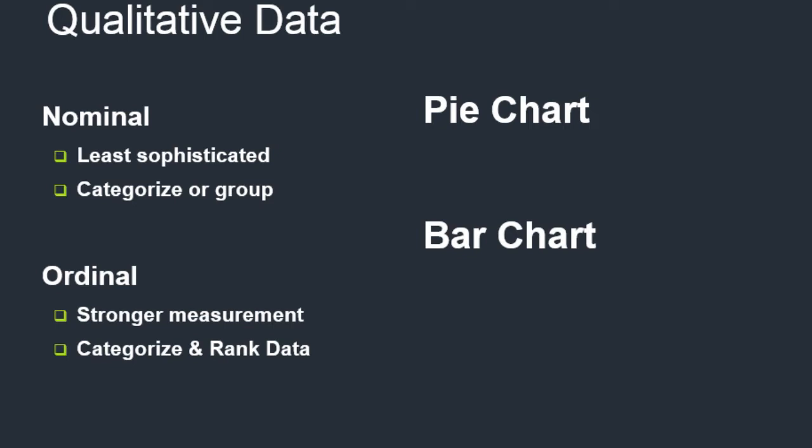Ordinal data, on the other hand, tends to be categorized and ranked. They may not be the most meaningful rankings in the world, but they do tend to be ranked. And so often a bar chart is a better way of depicting that than, say, a pie chart. Now let's take a look at those in this next slide.